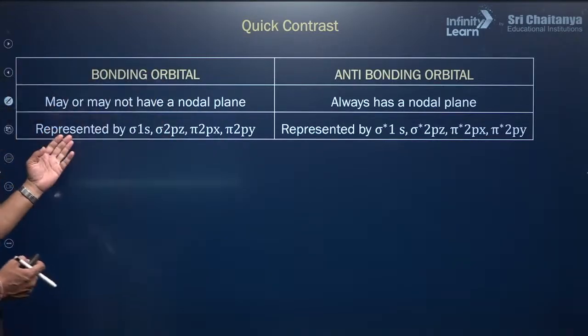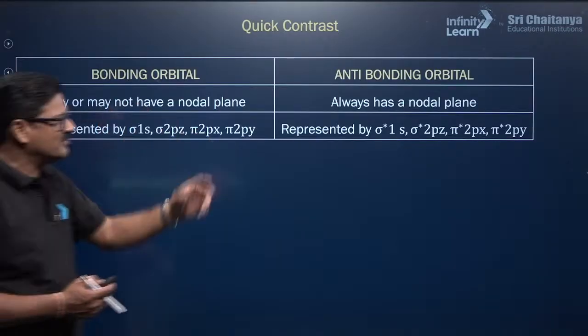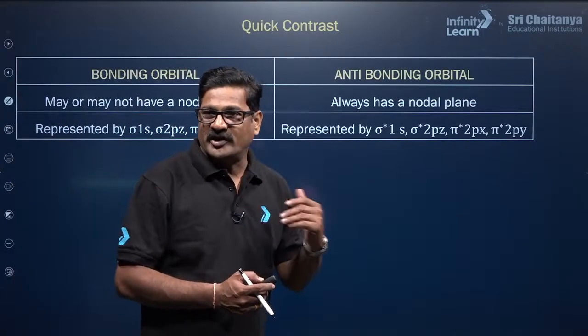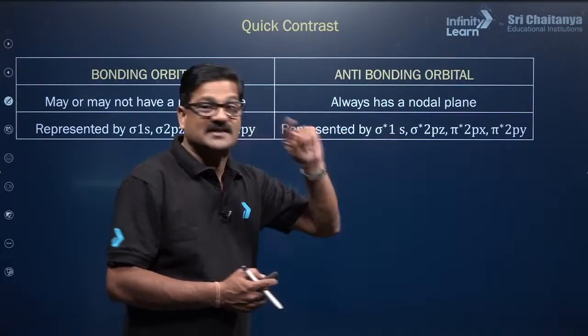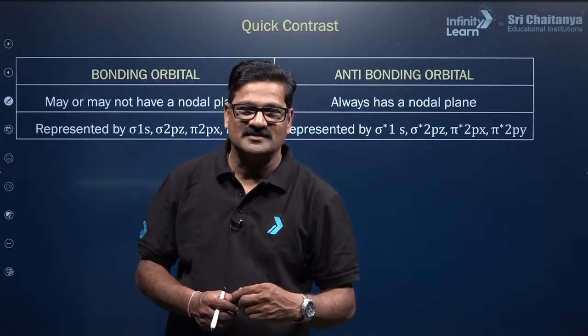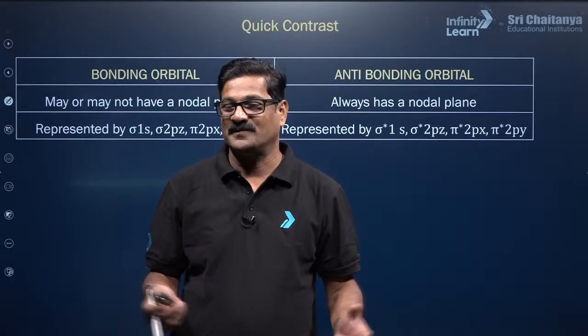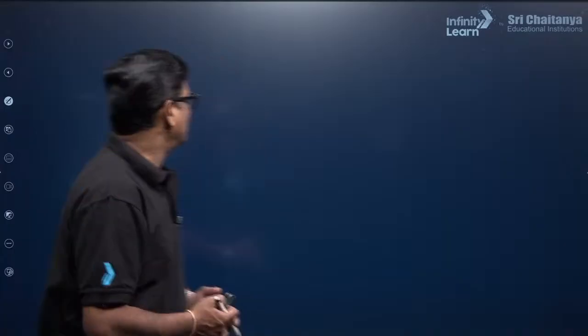And also they are represented by sigma 1s, sigma 2pz, sigma 2px, sigma 2py, where anti-bonding molecular orbitals are shown by a star. If a star is there, it is an anti-bonding molecular orbital. If a star is not there, it is a bonding molecular orbital. You understand? That's fine.